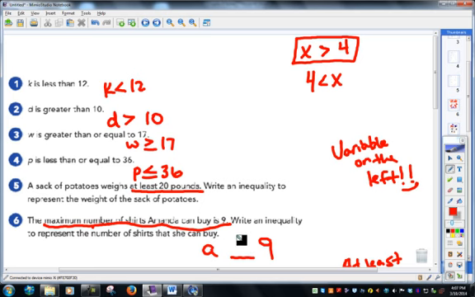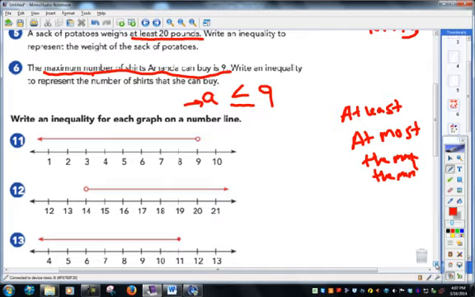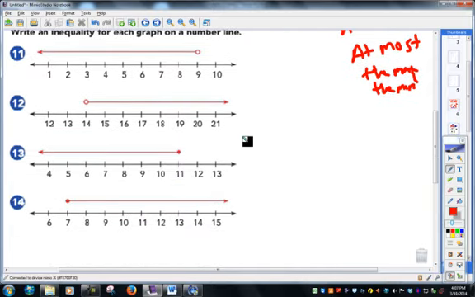Now, maximum number. Could she buy 10? No. The most she can buy is 9. So therefore, A, which is just the number of shirts she's buying, has got to be less than or equal to the 9 shirts maximum that she can buy. Okay? I'd like you to try these 4 really quickly. You're going to write an inequality. Just use X as your variable. Go ahead.